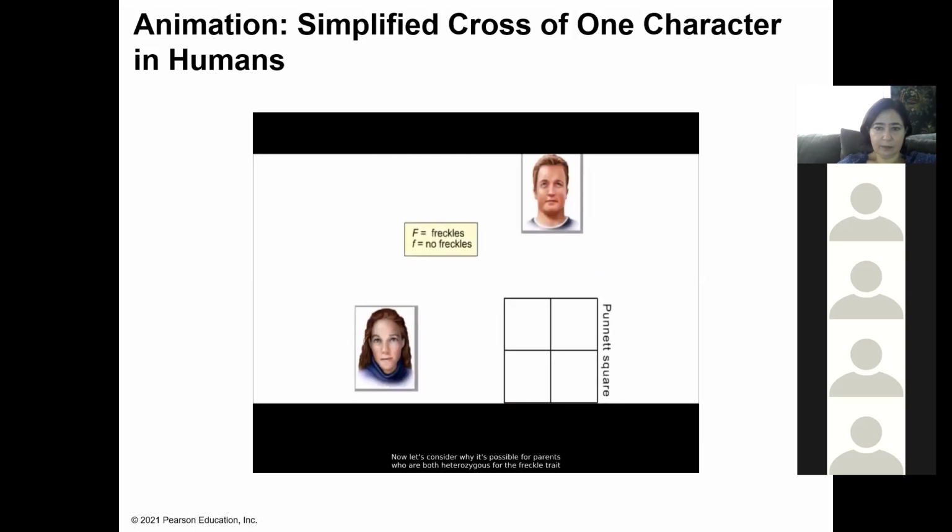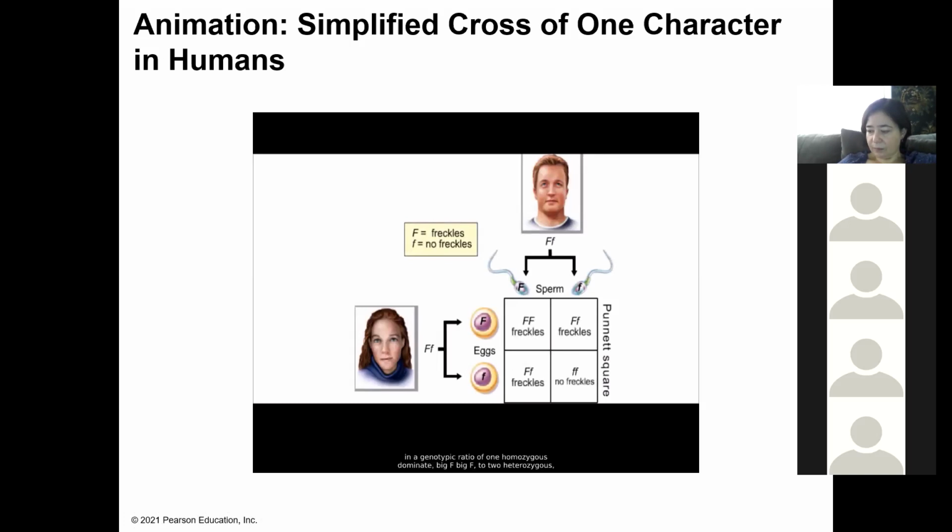Now let's consider why it's possible for parents who are both heterozygous for the freckle trait to have a child without freckles. The dominant F and recessive f alleles segregate during meiosis, so half the gametes bear the dominant F allele and half bear the recessive f allele. Filling the boxes, we see that the probable genotypes of the children would be in a genotypic ratio of 1 homozygous dominant, big F, to 2 heterozygous, big F, little f, to 1 homozygous recessive, little f. Phenotypically, the children would be 3 freckled to 1 not freckled. A child from these parents would have a 25% chance of not having freckles.